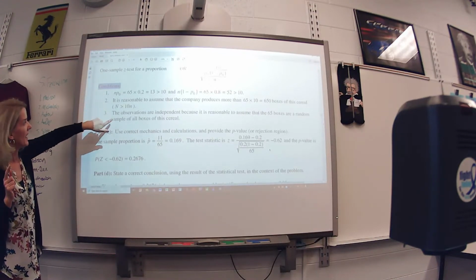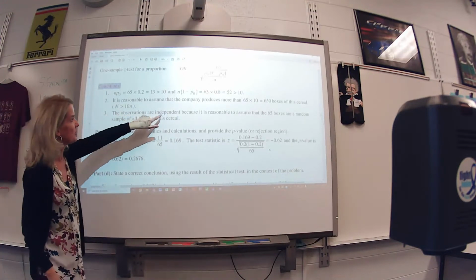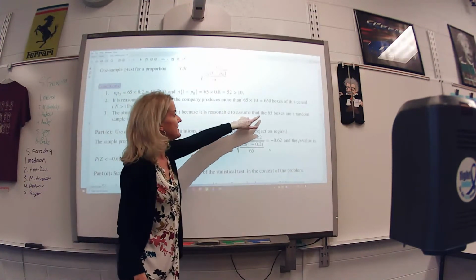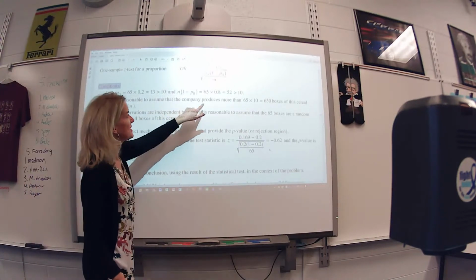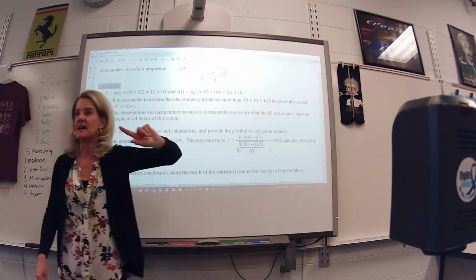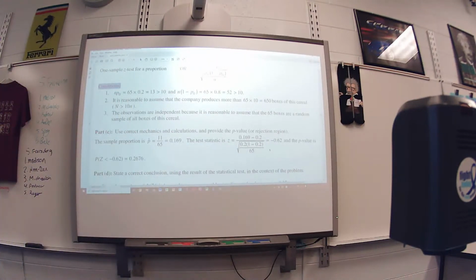But the observations are independent. It is reasonable to assume that 65 boxes are a random sample. It is reasonable to assume that they produce more than 650 boxes of the cereal. They don't just do 65 times 10 and end it there. They provide an explanation that goes with it, okay? So when you do those, I want explanations to go with them, please.